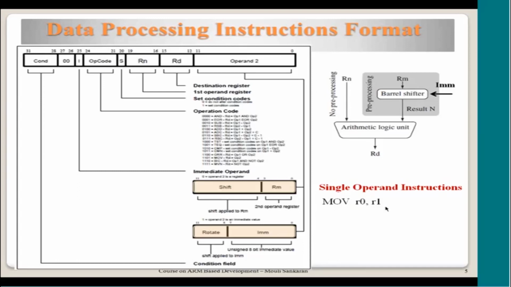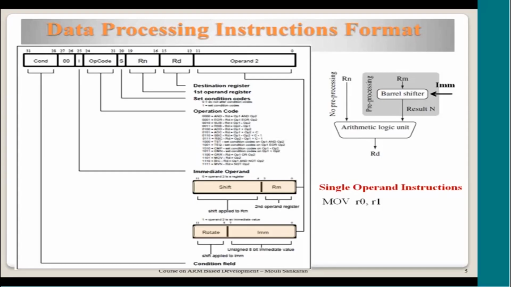Now please remember, R0 or R1 could be anything, from R0 to R15, any one of these, based on the values of RD. Now R0 is actually RD here. So if this instruction has to be there, RD would have been coded as all zeros. That means it is R0.